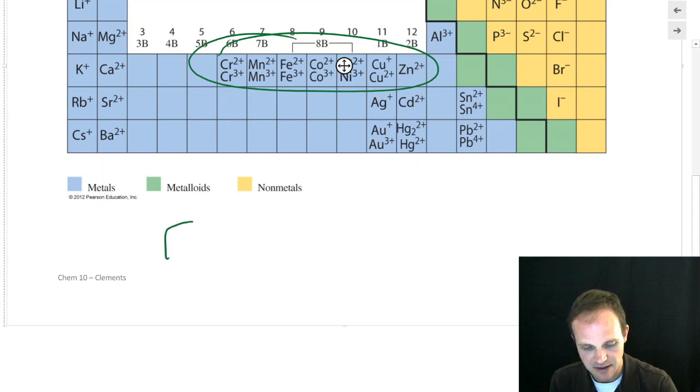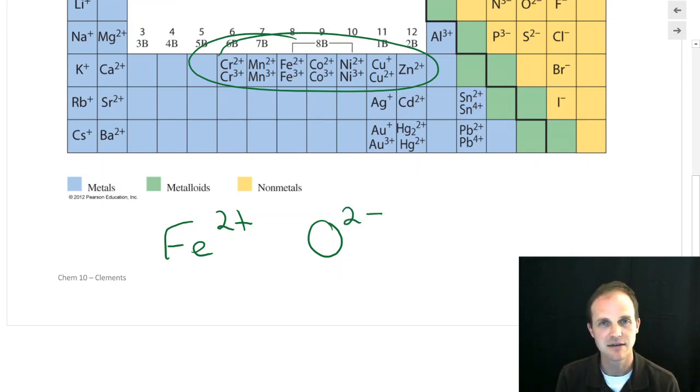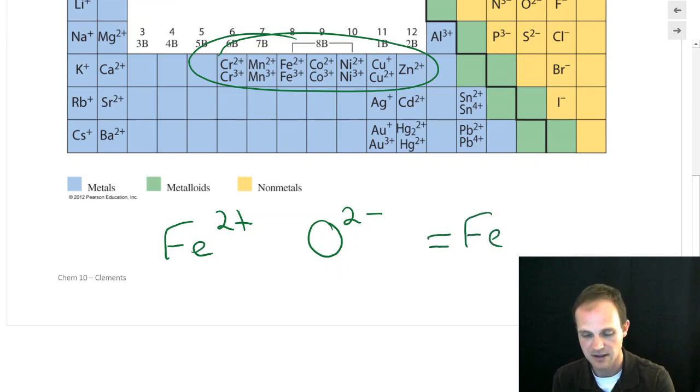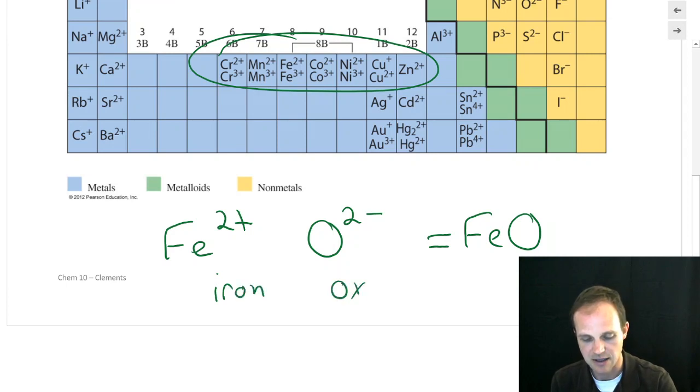Fe2+, and I want to combine that with oxygen. Do you remember oxygen is a 2-? How would I combine that? +2 and -2. Well, I'm just going to combine one of one and one of the other, and I get FeO. Now, if I get FeO, what does my naming scheme from the previous slide tell me? I should call this iron oxide. Right? I just say the name of the cation, the metal, and the name of the anion.